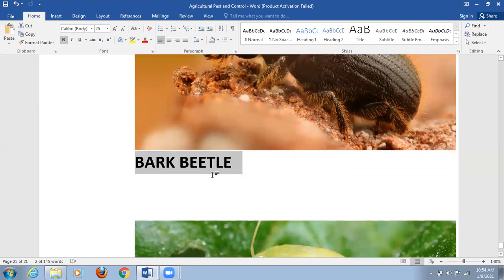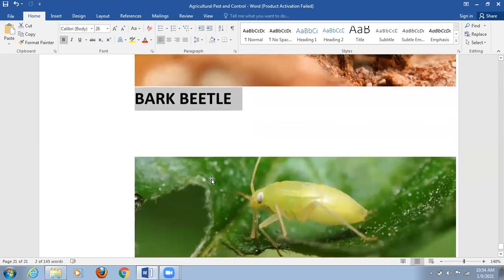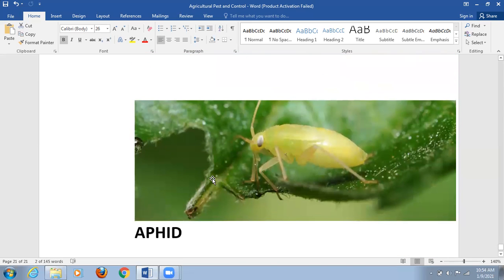Then there are many termites. Termites, that is an ant, they destroy the timber as well. Then there is another example on your screen. This one is the aphid. So this particular aphid, now see, this is different.